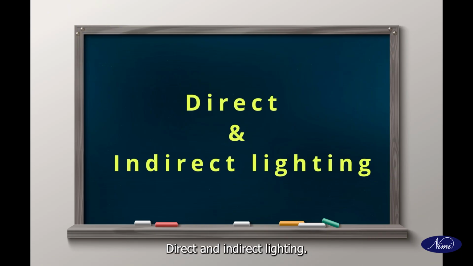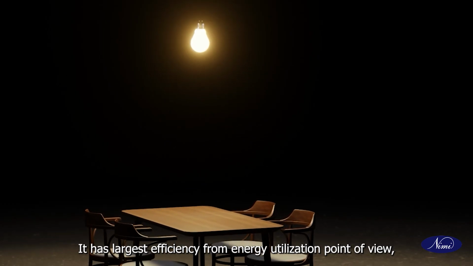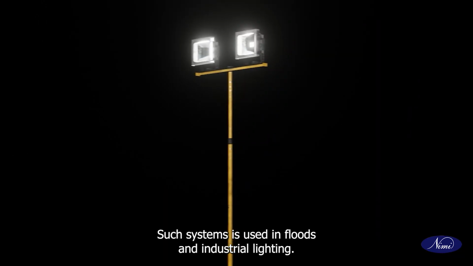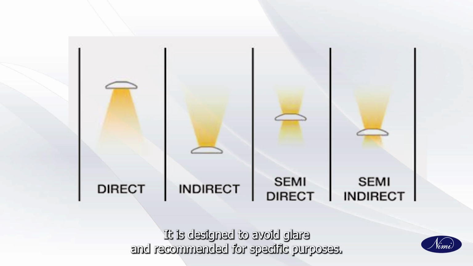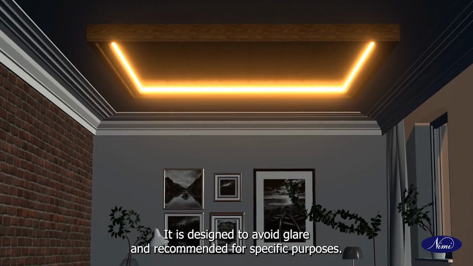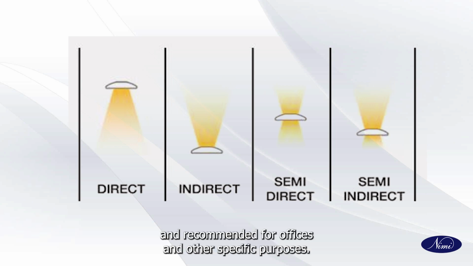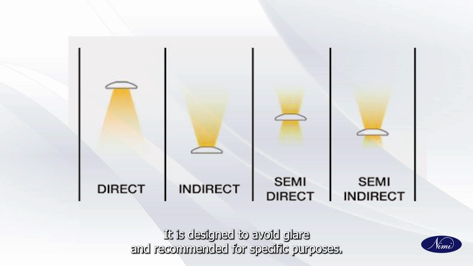Direct and indirect lighting. Direct lighting. It has the largest efficiency from an energy utilization point of view, but the glare is always present. Such systems are used in floods and industrial lighting. Indirect lighting. It is designed to avoid glare and recommended for specific purposes. Semi-direct lighting. It is designed to avoid glare and recommended for offices and other specific purposes. Semi-indirect lighting. It is designed to avoid glare and recommended for specific purposes.